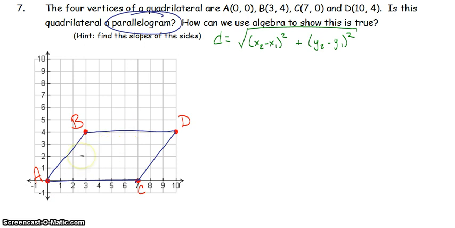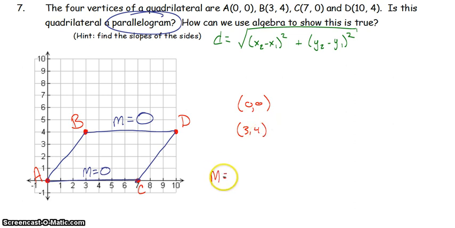The slope of BD and the slope of AC should obviously be parallel, because as I look at them, they're horizontal, and the slope of any horizontal line is 0. So I know that the slope of those two segments are equal. I can use the slope formula to find the slope of AB. A is 0, 0, and B is at 3, 4.